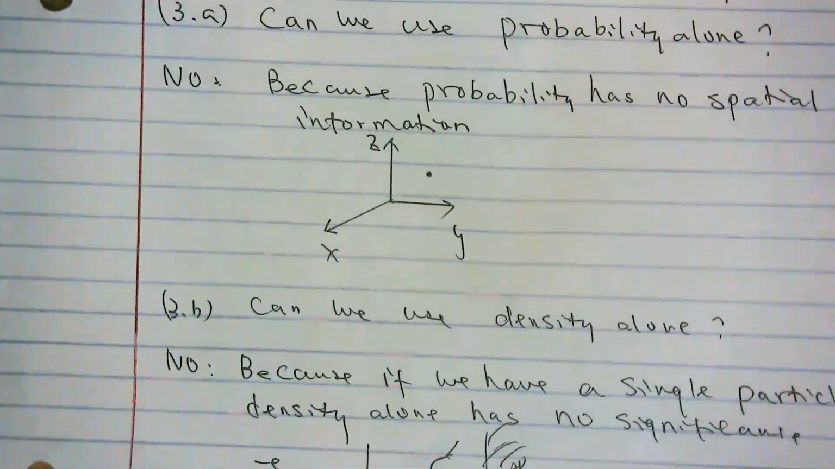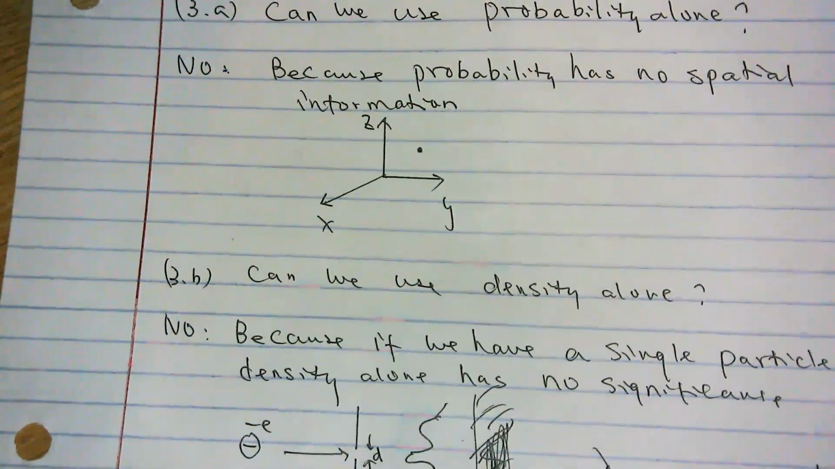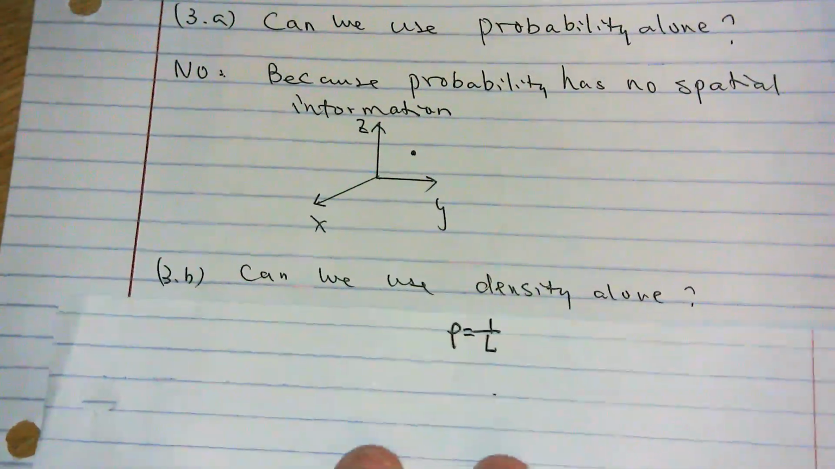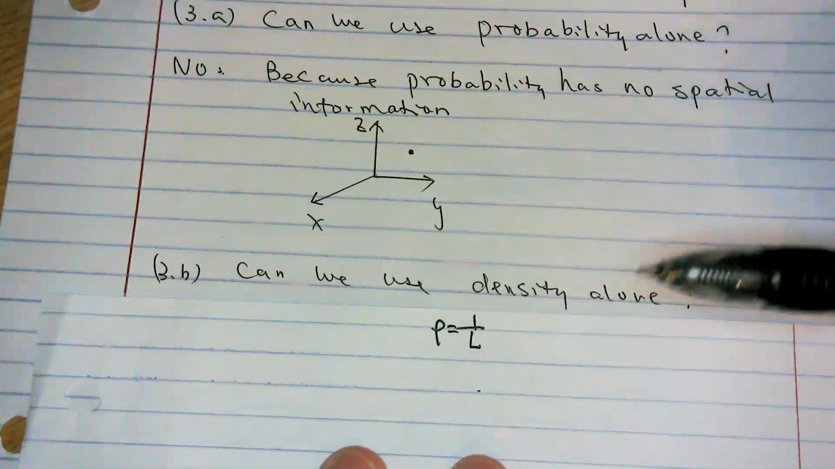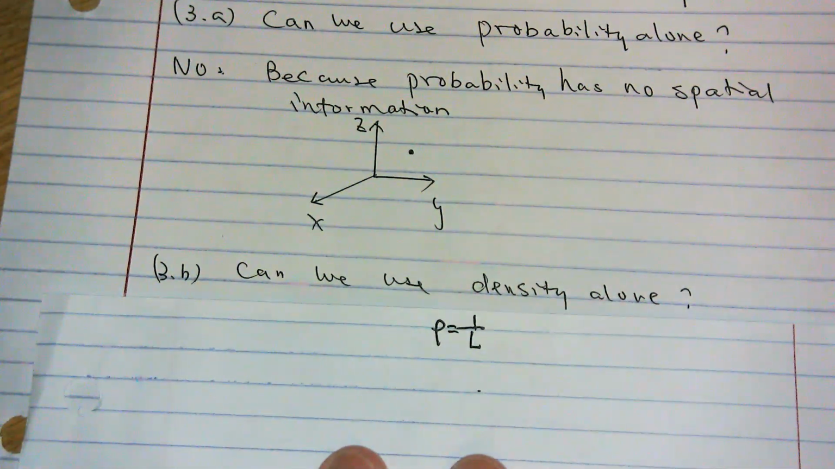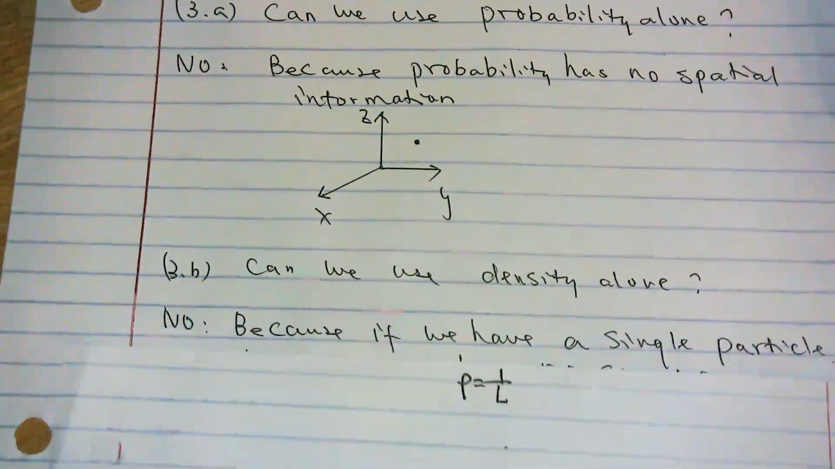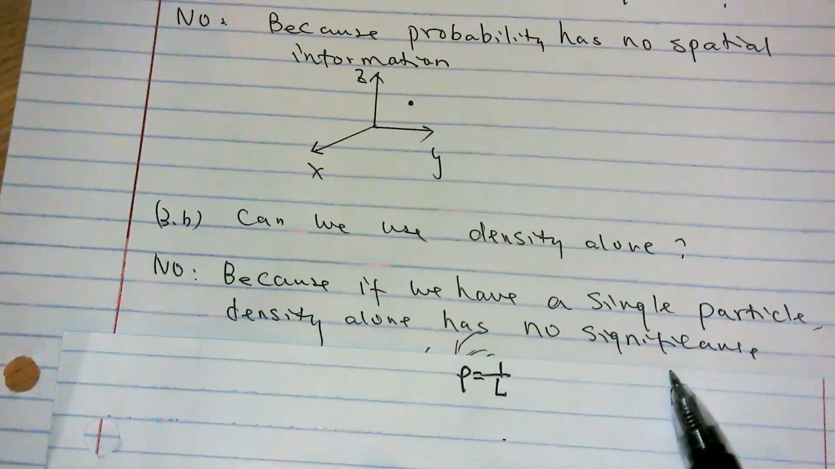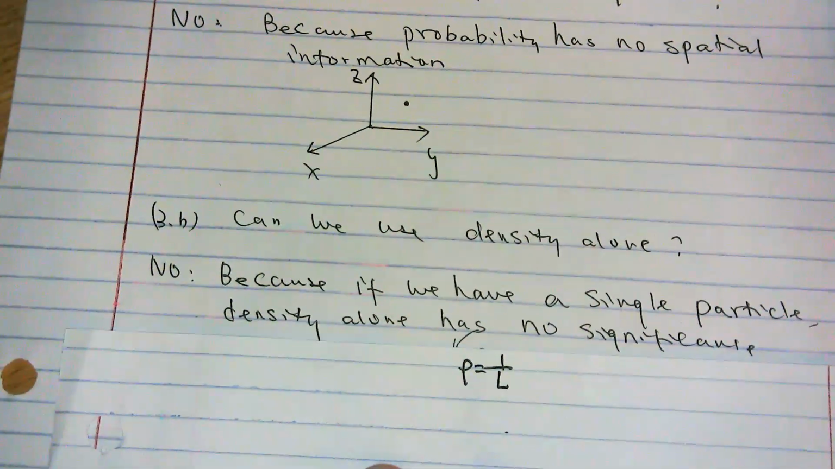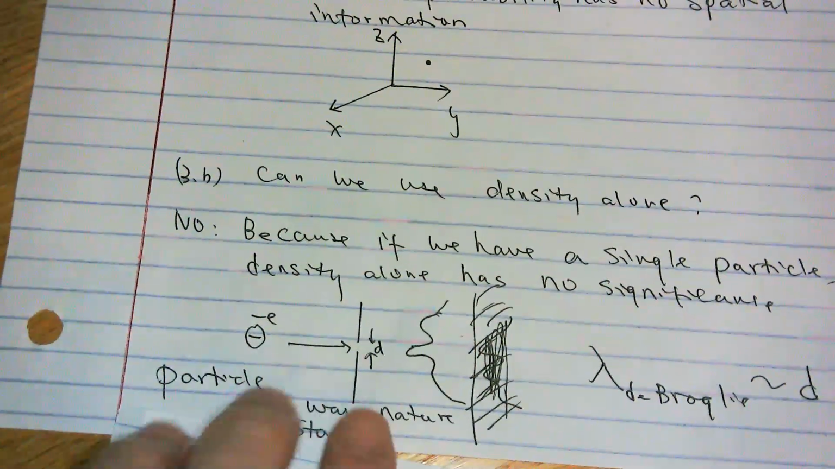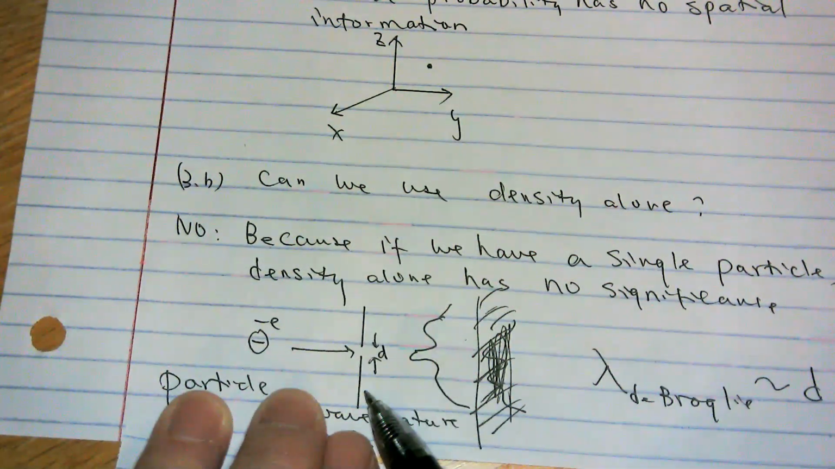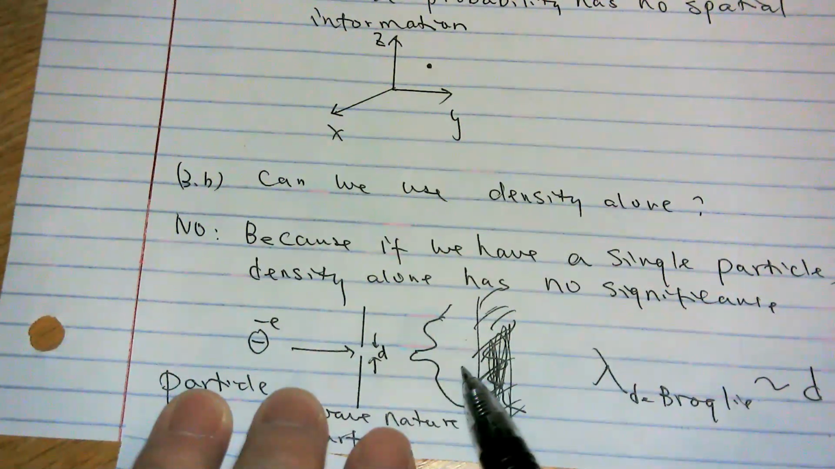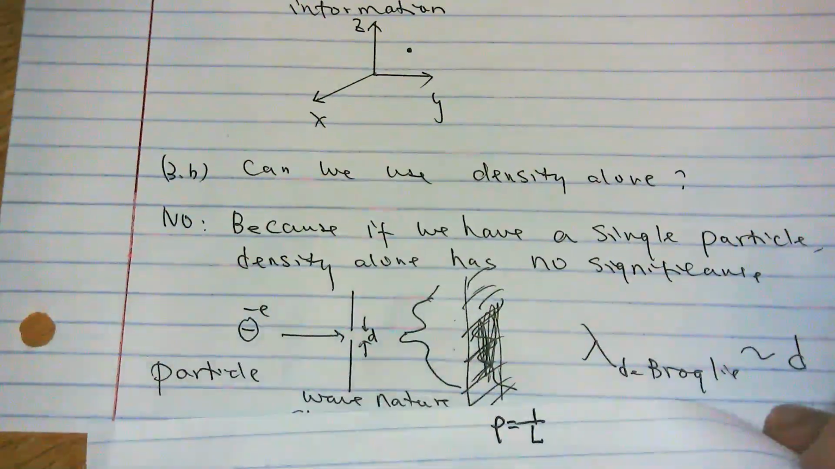And then some students do ask us, can we use the density alone without using the probability? Just call it density. Well, if you have many electrons, that's fine. You can definitely use the density, but there's one problem. What happens if you have a single particle? Then the density alone has no significance. The reason is that suppose I have one single electron shining through the slit, and I want to ask you to predict what the results behind this are. So this is not something quantum mechanics can predict.